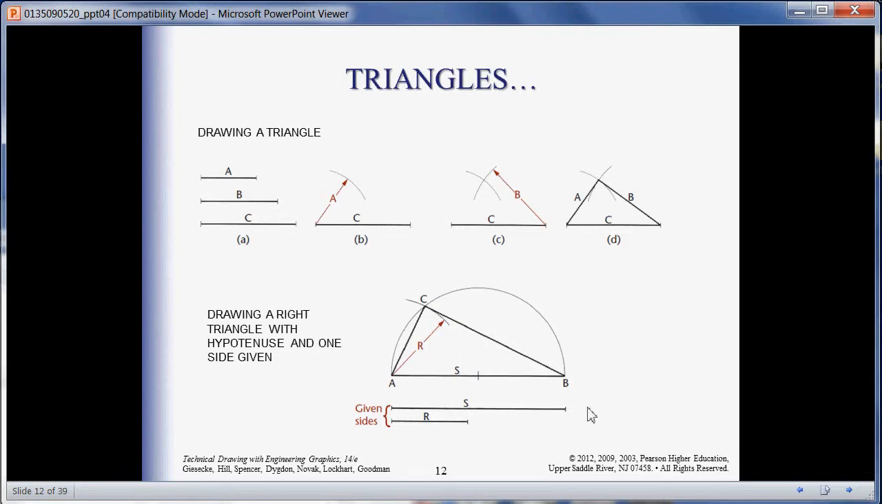Okay, this one down here: if you want to draw a right triangle, knowing only the R length and the S length, what you do is lay down the S length, which is points A and B, and you bisect it. You set up your compass here and swing an arc. Then set up your compass at the R length, swing another arc, and wherever those two arcs intersect, that's where your right angle will appear. Okay?